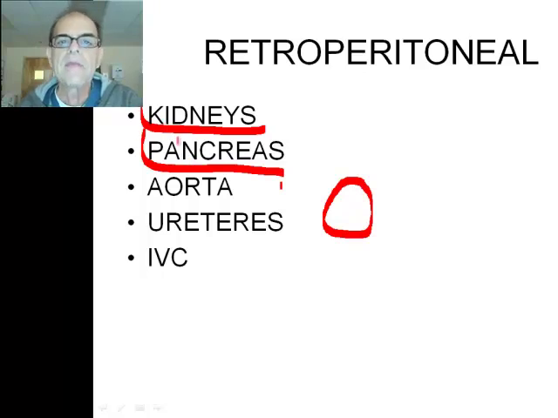Remember, kidneys, pancreas, aorta, IVC, and the ureters are retroperitoneal organs.